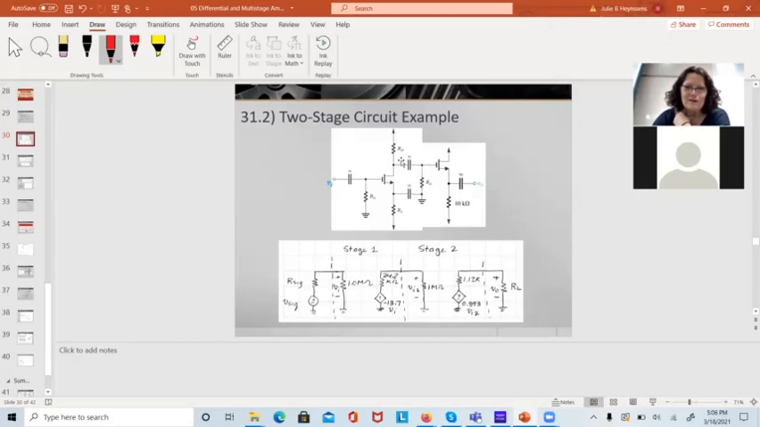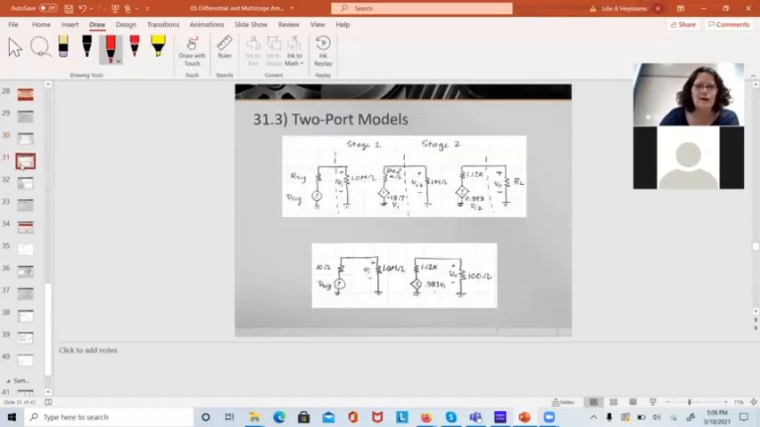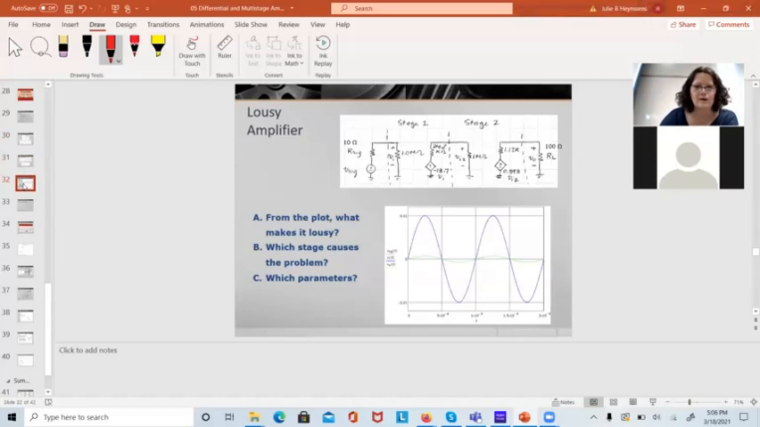So this is an example of a circuit. If you could figure out the input resistance of stage 1 and the output resistance and the gain of stage 1, and the input resistance and output resistance of stage 2, you could plug it into this model and figure out the overall gain. We just did an example like this. I'm going to fly through these. And we could turn it into another model.